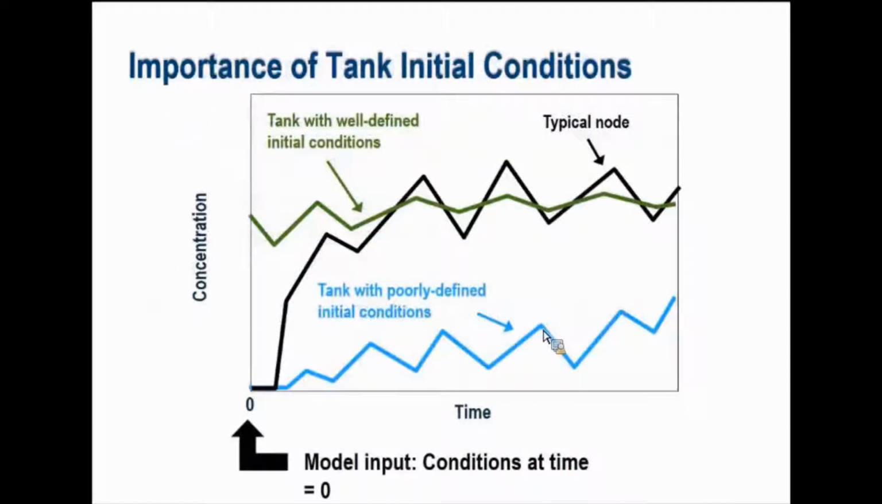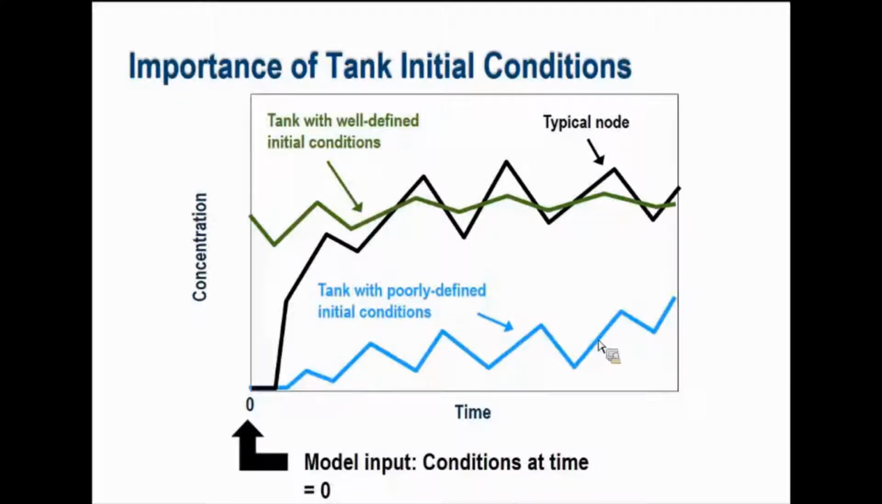As far as calibration goes for tanks, one of the most important variables is what is your initial condition. For, say, a junction, water moves through pretty quickly, and the water age changeover happens really fast in a junction. However, in a tank, it's going to take some time. It's going to take a long time.